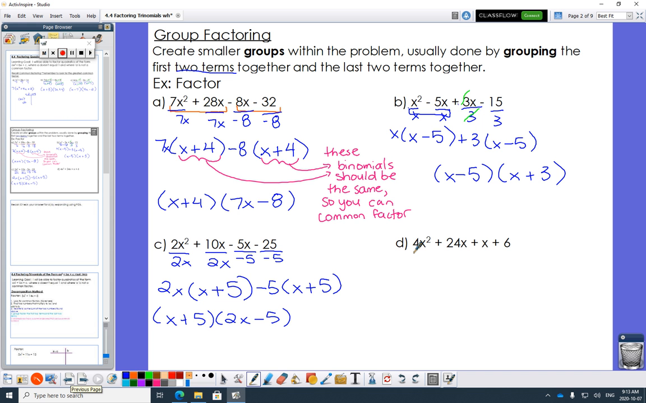Okay, so here, 4x. Sorry. 24 divided by 4 is 6.